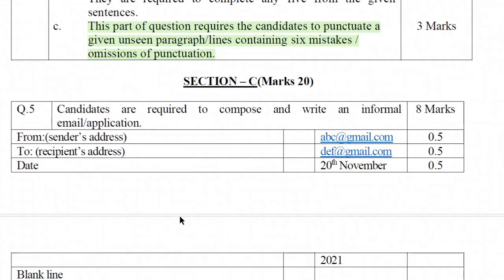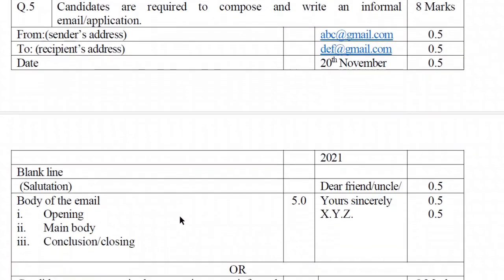Next, you will get a 5th question. In this question, you can get 2 things out of these 3. The first one is email writing, the second one is application writing, and the third one is letter writing. Out of these 3 things, you will get 2 things. Maybe you get an email and an application, and you guys already know the pattern here. You can see that as well.